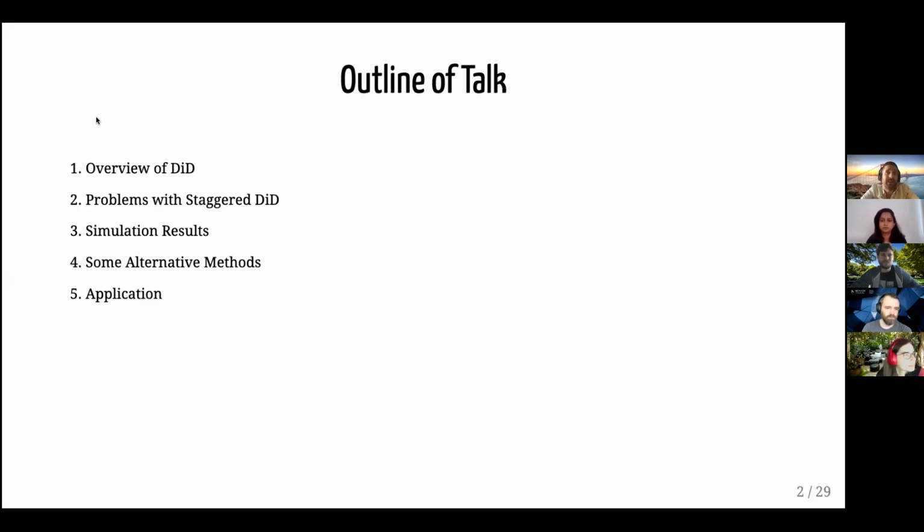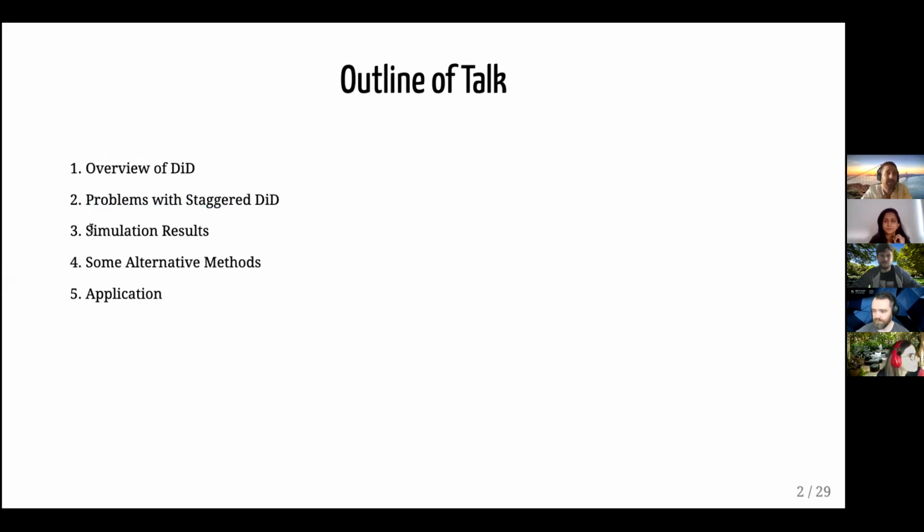For a brief outline of the talk, I'm just going to very briefly go over difference and difference. I'm sure that a lot of you know what this research design is, but just to get to the primitives of it and how it developed. What are the problems with the staggered difference and difference design that's very popular now? I'd say it's probably most studies across econ disciplines.